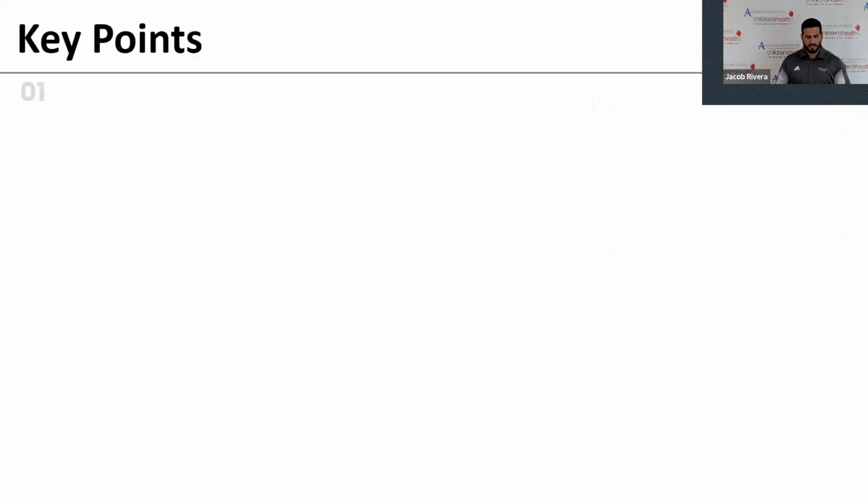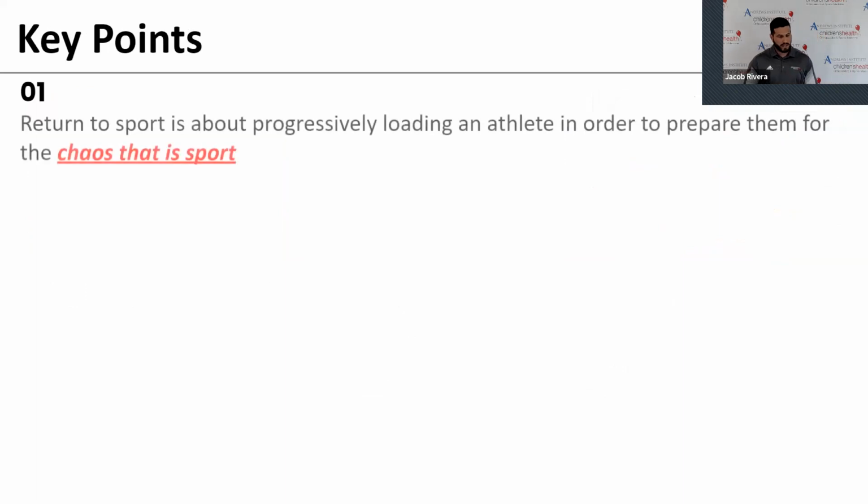The key points today. When it comes to returning to sport, we understand that sport itself is chaotic. We understand that at any moment, at any time in a game, people need to move rapidly, side to side, change directions, cut, run. There's fatigue involved. There's contact involved. There's all these different things that we really have to be able to prepare the body for.